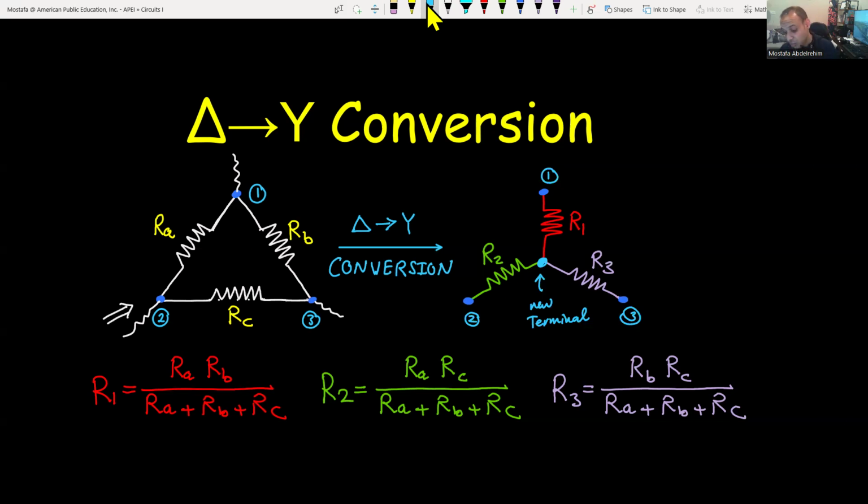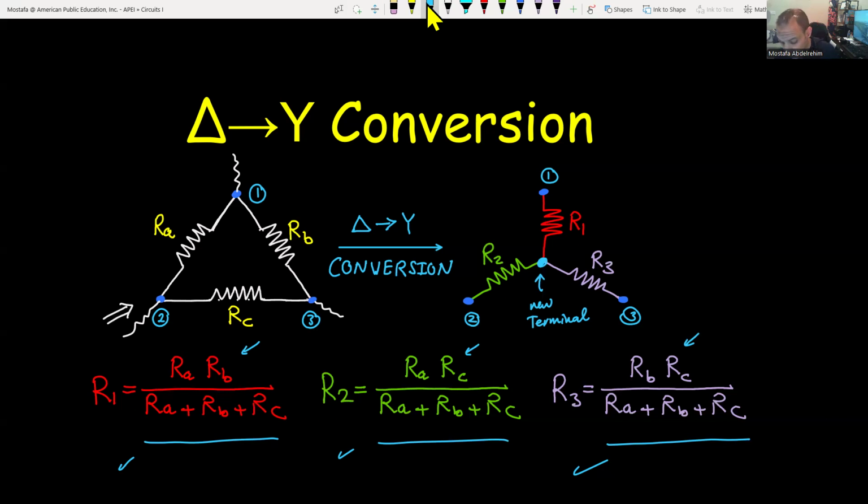Now, how to calculate R1, R2, R3? I put here the equations. Okay, it's very easy. So you have to note that the denominator is always the same: the summation of all the resistances in the delta connection. Look, guys, RA plus RB plus RC, RA plus RB plus RC. So the denominator is memorizable. You can memorize it very easily. Now, how to get the numerator in each one of the equations? Look at where R1 or R2, R3 is connected, you're gonna know.